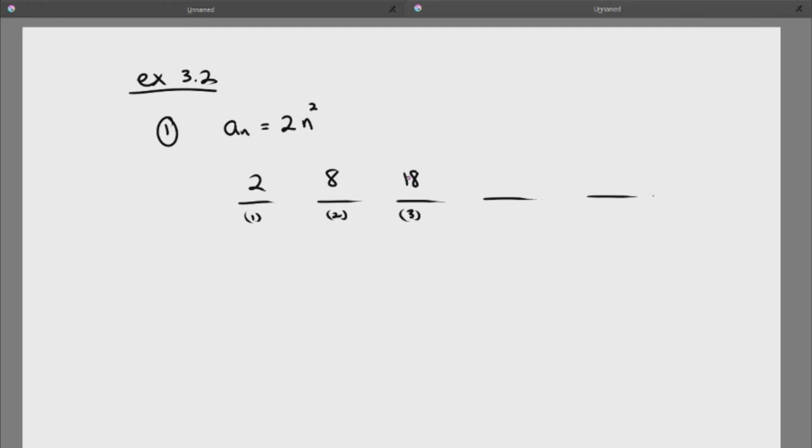Why is it 18? How do I get 18? 3 times 3 is 9. The n is 3, so 3 squared is 9, times 2 is 18. Now I'm trying to find if this is a geometric sequence specifically, right? So in order to look at multiplication, I'm going to multiply by 4. It's the only way to go from 2 to 8 in the geometric sense. And the next multiplication is not 4. That means it's not a geometric sequence. And I move on with my life.